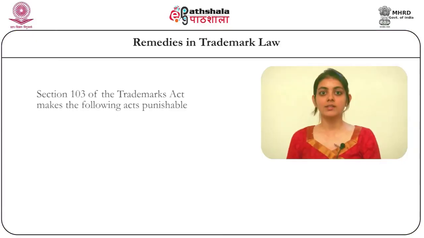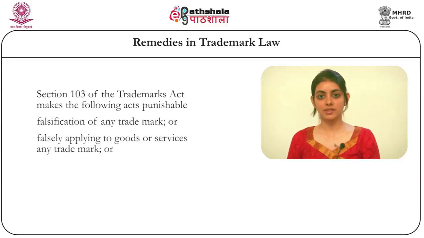We will now talk about the offences that are provided in the Trademarks Act. Section 103 of the Trademarks Act makes the following acts punishable. First, falsification of a trademark. Second, falsely applying to goods or services any trademark. Third, making, disposing of or having in possession any die, block, machine, etc. being used for falsifying a trademark.